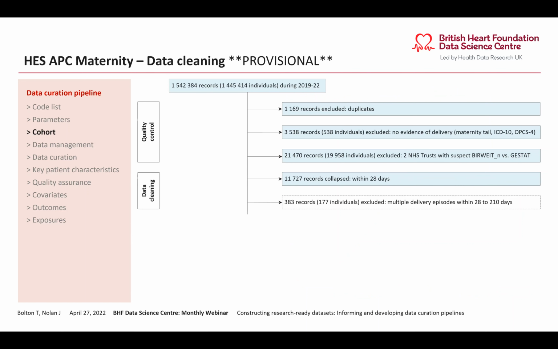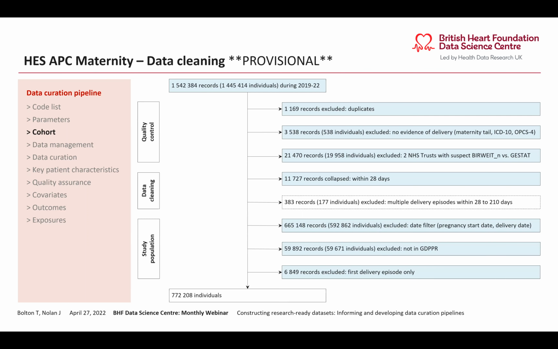We then performed data cleaning. Our aim was to have a single record for each delivery. So we collapsed records within 28 days and temporarily excluded a small number of individuals with delivery records less than 210 days apart, 210 days being deemed the acceptable interval. And we'll investigate these in more detail when we have time.